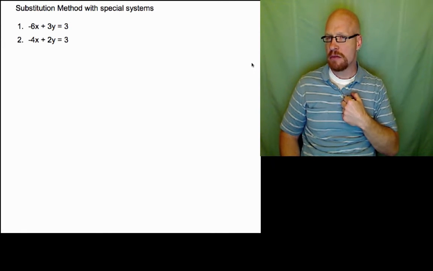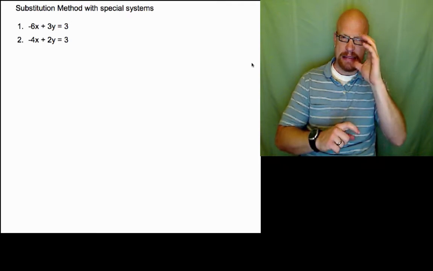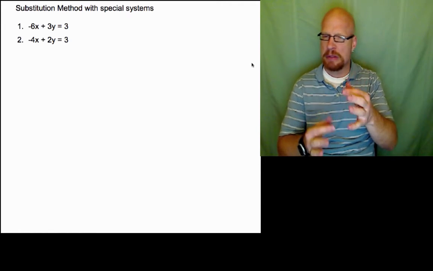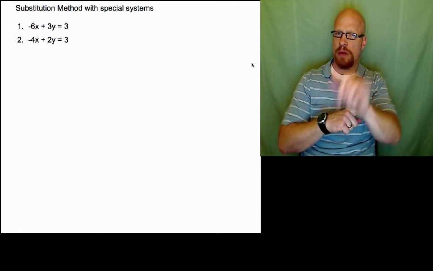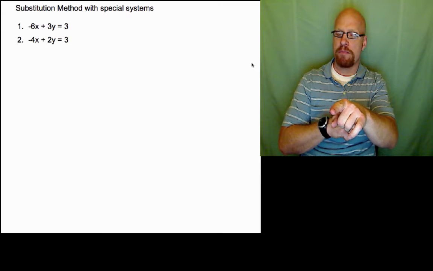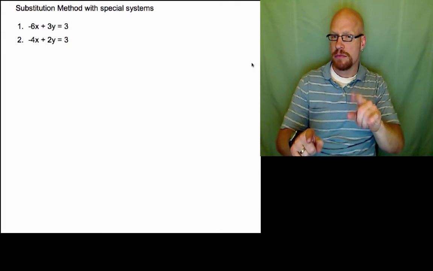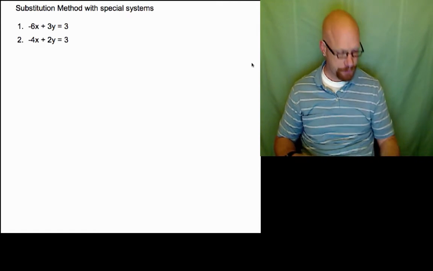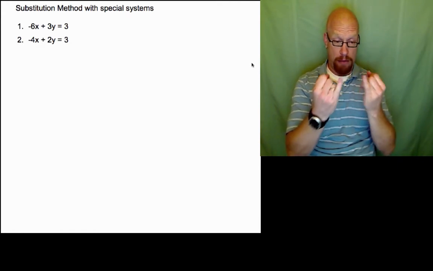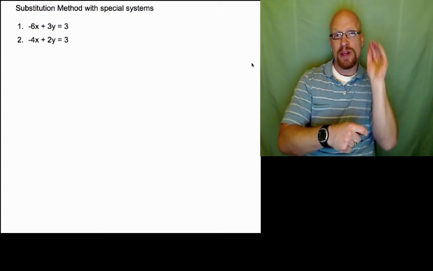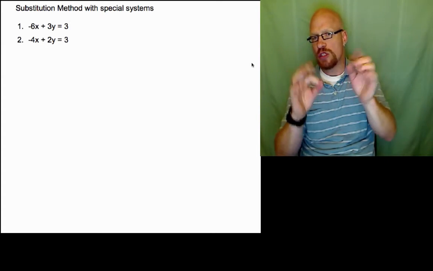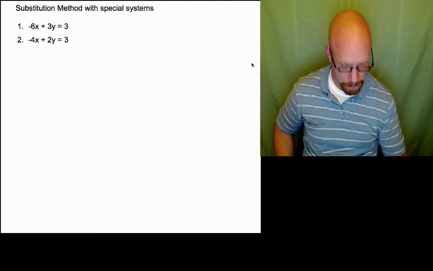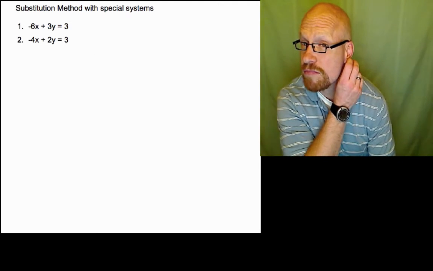I'm looking at number 2 here. We have negative 4x plus 2y equals 3. I think the y variable should be easy to isolate. We'll see what happens. I'll isolate y first, and we'll go from there. Once I isolate y, I'll substitute the expression where y is in the first equation.